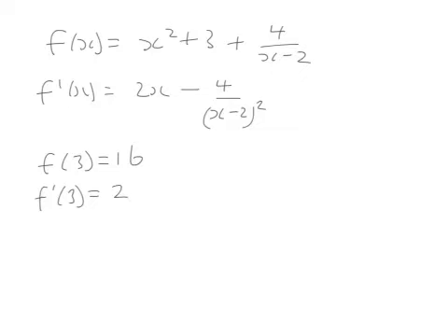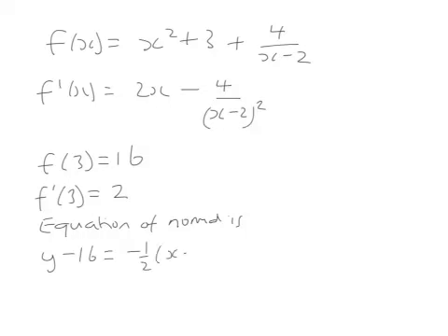So we want the equation of the normal, not the tangent, so we need to do the negative reciprocal. So the equation of the normal is y minus 16 is minus a half x minus 3. That answer gets you full marks. You can rearrange it. You could write it as 2y plus x minus 35 equals 0.